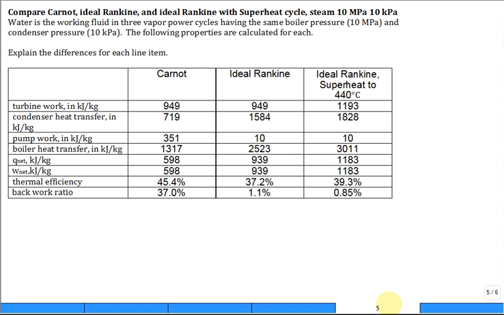We're comparing 3 cycles that have the same boiler pressure, 10 megapascal, and the same condenser pressure, 10 kilopascal. So you can try to sketch them all on the same TS diagram. The Carnot is going to look like the box under the dome. True?